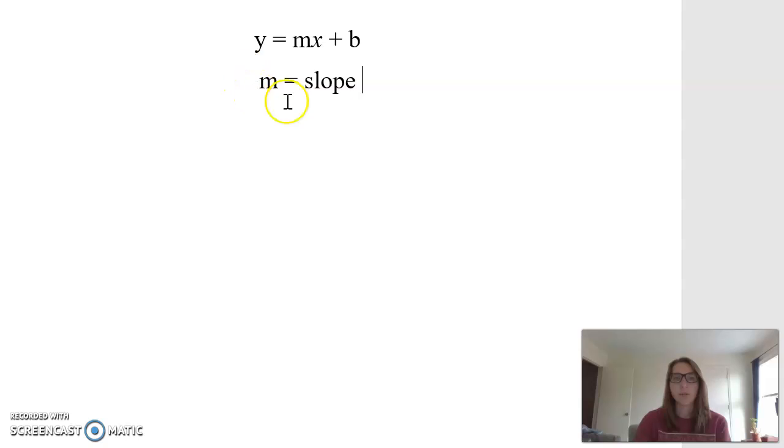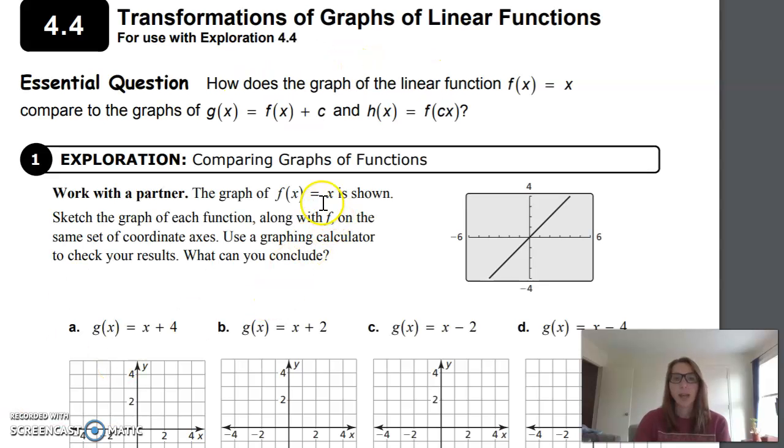Remember, your m is your slope. So in front of this equation that we are looking at, we have an invisible 1 that is your slope. So this graph goes up 1, over 1, up 1, over 1 to create that positive slope.